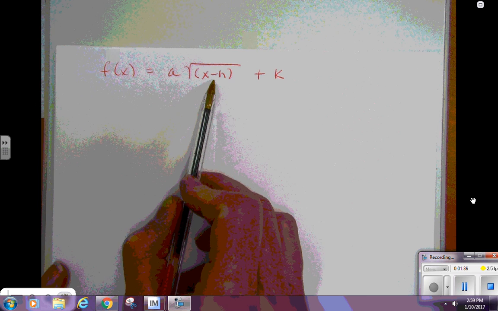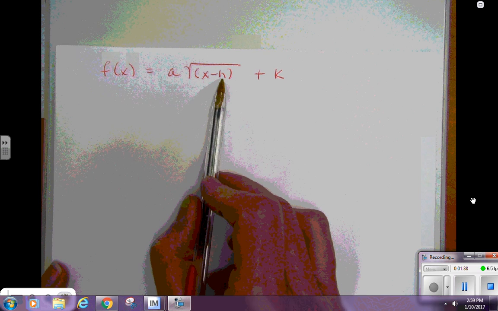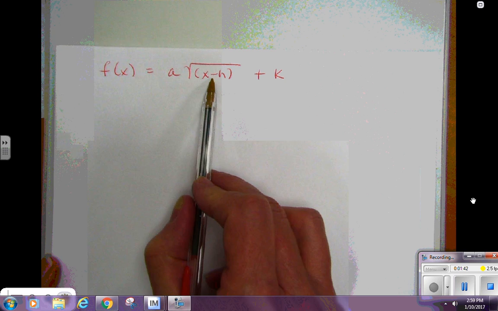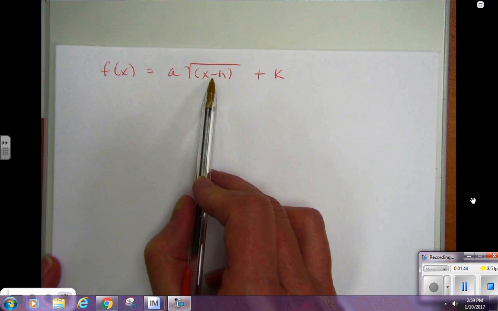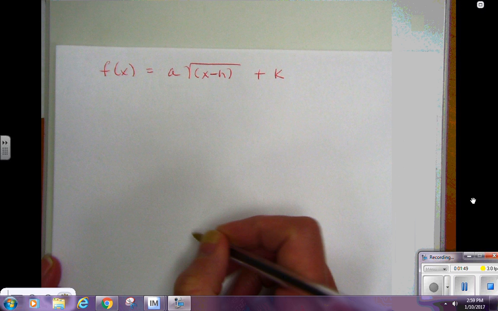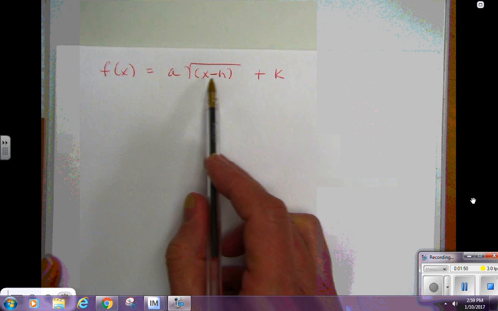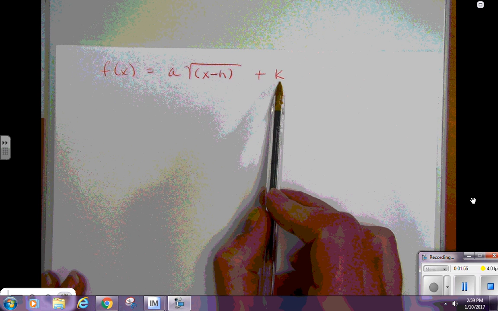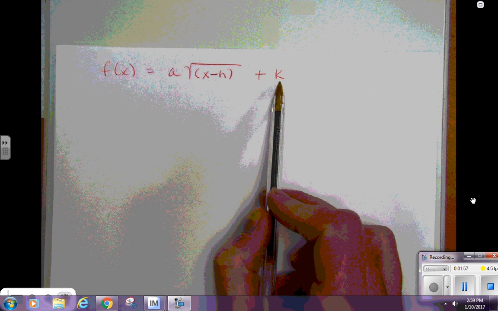Inside the radical, the H makes the graph move left or right, and it always goes the opposite direction of the sign because the standard form is x minus h, so that means that if it's x minus a number, it's actually a positive number. That negative is part of the equation. Then you have this number outside the radical that moves your graph up or down.